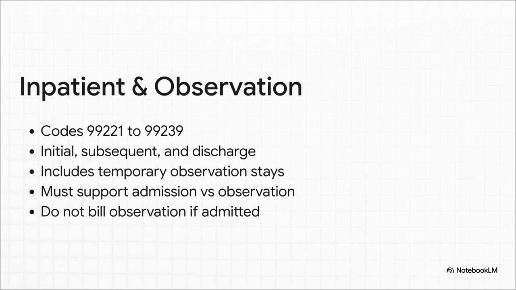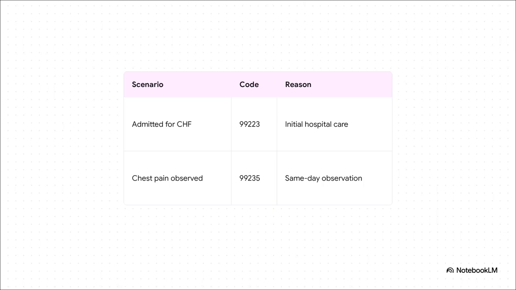You absolutely must avoid billing observation codes if the patient's record shows they were formally admitted. Let's break that down to make it crystal clear. Scenario 1. A 68-year-old patient is formally admitted for a congestive heart failure exacerbation, and the MDM is high. Because of that formal admission status, this hits code 9923 for initial hospital care.